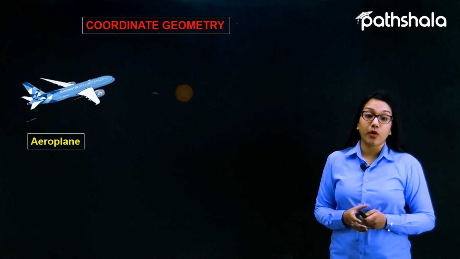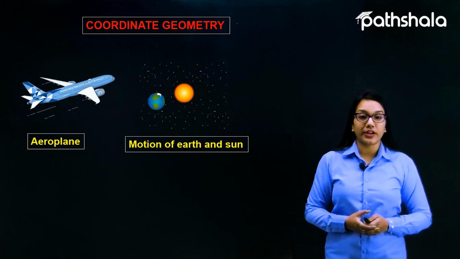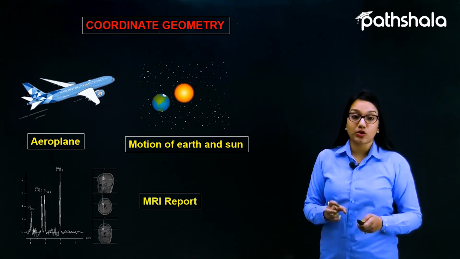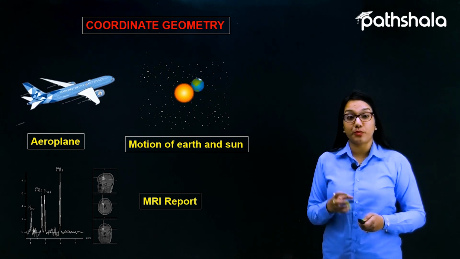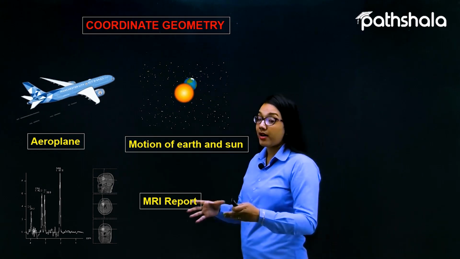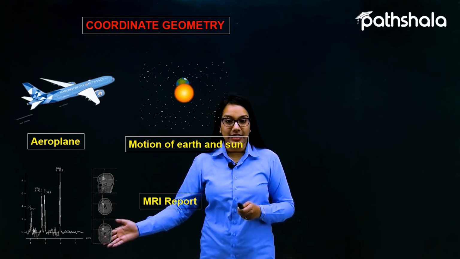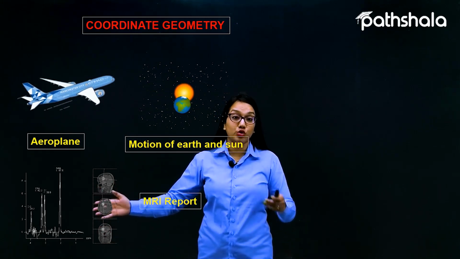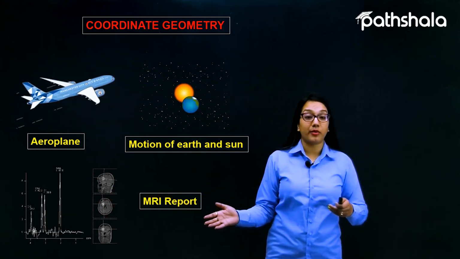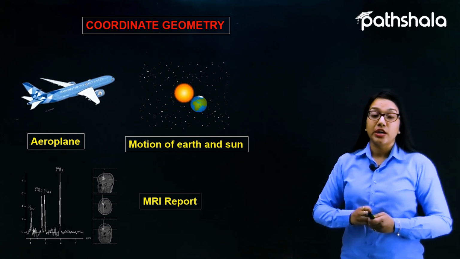Furthermore, if we are talking about astrophysics, that is the motion of Earth and Sun, this is all about coordinate geometry. Furthermore, in medical aid, we also use coordinate geometry in a very vast manner. As we can see over here in an MRI report, there is an x-axis and a y-axis, and these two axes play an important role in this MRI report. So this is all about the real life application of coordinate geometry.